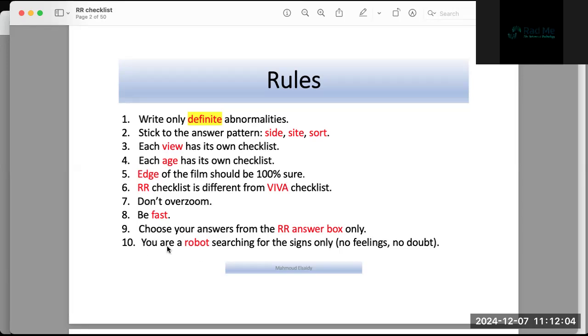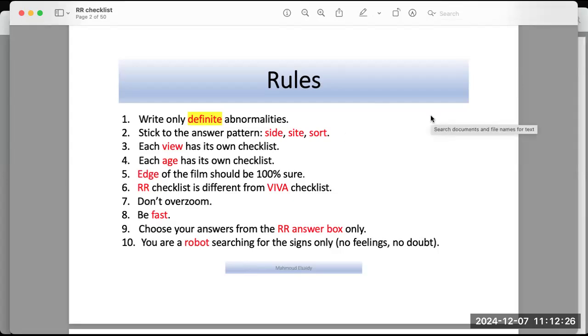The last one is be a robot. There is no place for feelings. You feel you are not sure if it is normal or what the abnormality is. You are searching for signs. If you find a sign, it is abnormal. If you didn't find a sign, it is normal, and that's it.